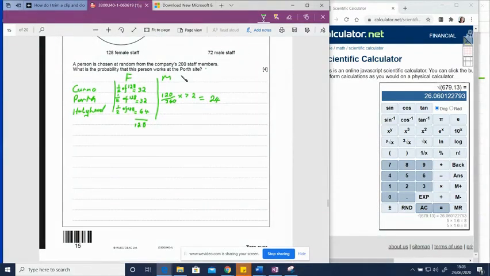So the probability that this person picked at random works at Porth: if we've got 32 females and 24 males who work at Porth, that means we've got 56 people who work at Porth. Now it's 56 Porth employees out of a possible 200. And that's the probability. So the probability of Porth is equal to 56 out of 200.